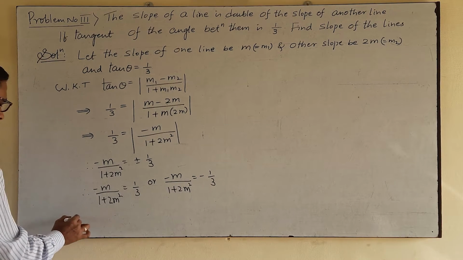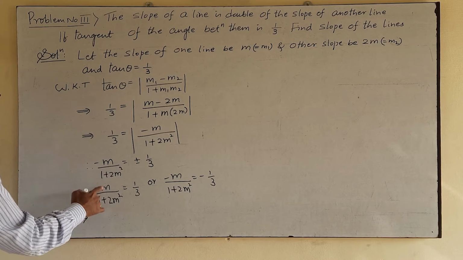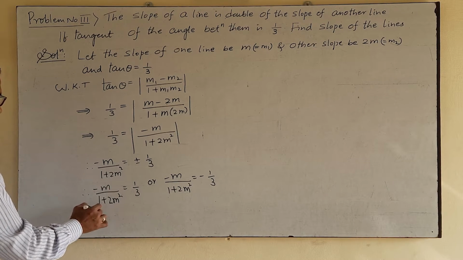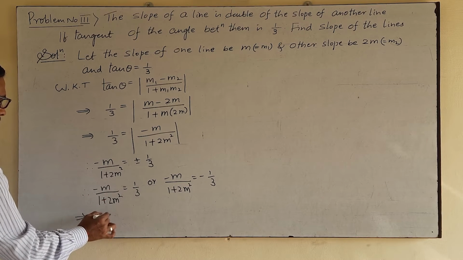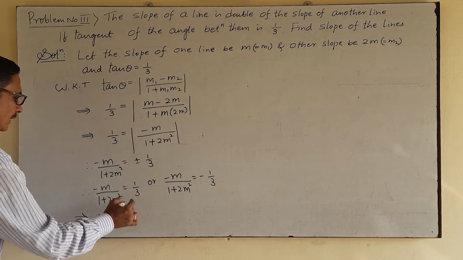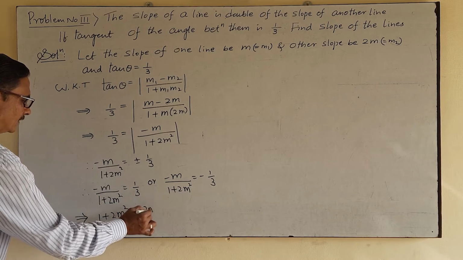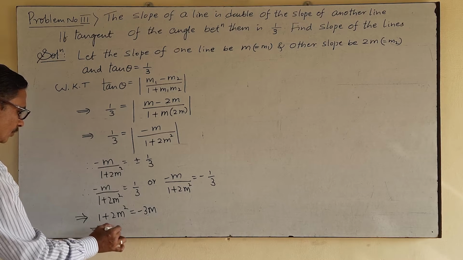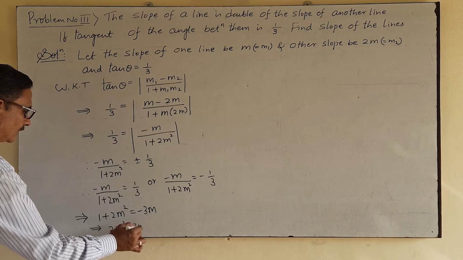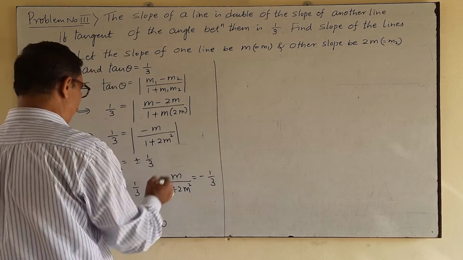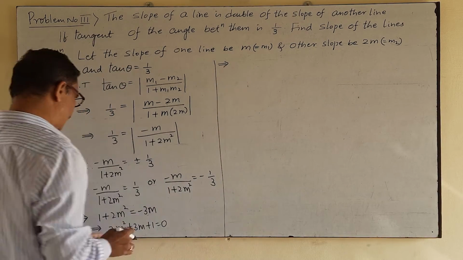Right? Now simplify. Now this implies minus m by 1 plus 2m square is equal to 1 by 3. Simplify, cross multiply, 1 plus 2m square into 1 is equal to 3 into minus m, that is minus 3m. So rearrange: 2m square plus 3m plus 1 is equal to 0. Now simplify. Now clearly it is quadratic.